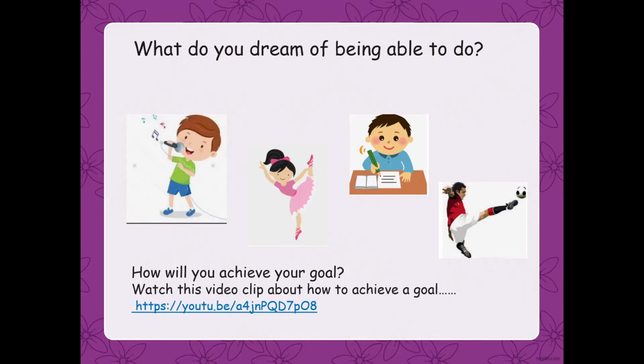What do you dream of being able to do? What's your goal? It could be becoming a famous singer. It could be becoming a famous dancer, such as a ballerina. It could be becoming a famous writer and writing lots of famous stories or novels. Or it could be becoming a famous footballer. Think about how you would achieve your goal.